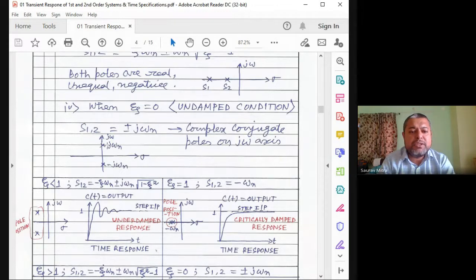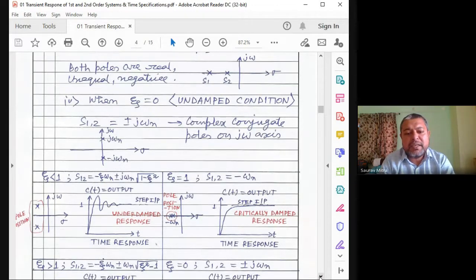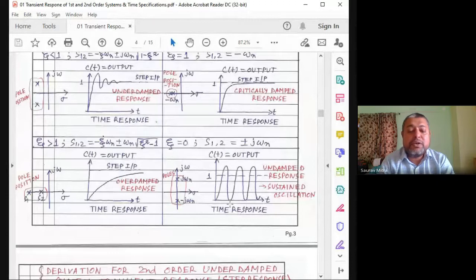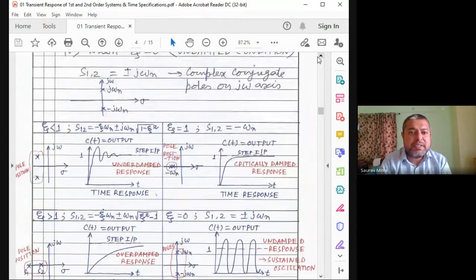The poles are on the j omega axis. In that case, we find the steady transfer function. That is, this is actually a sinusoidal waveform, a cosine waveform, inverted. It starts from 0, then shows some oscillation as a function of omega n. So that is zeta equal to 0.